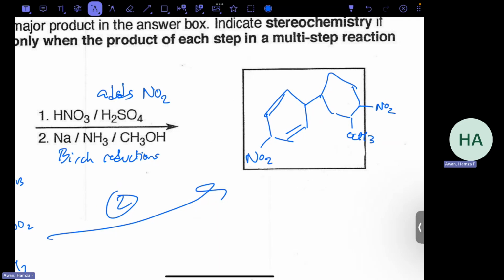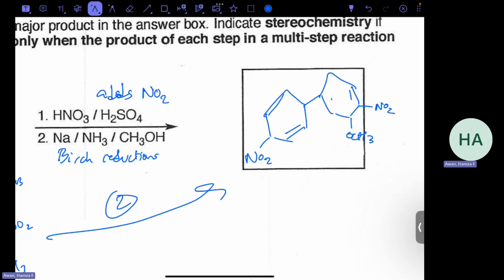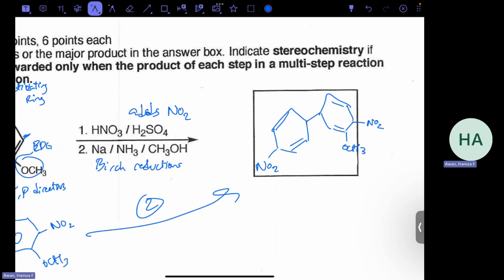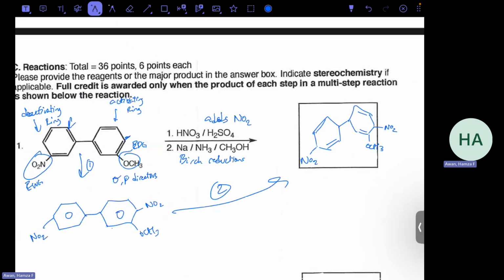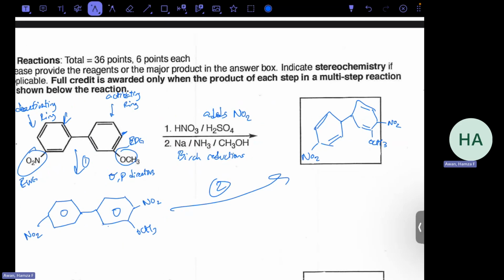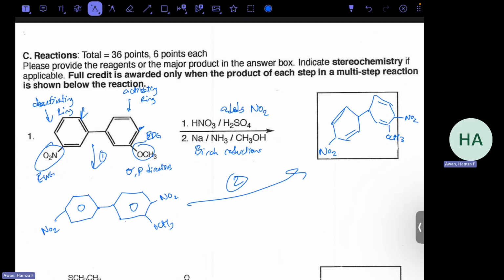And then on the right one, we're not going to put it like this because it's going to be touching the NO2. But if we put it like this, that way it wouldn't be connected to the carbon the withdrawing group would be on, it would be completely stable. So that's going to be where our double bonds would be after the Birch reduction. Any questions on that?